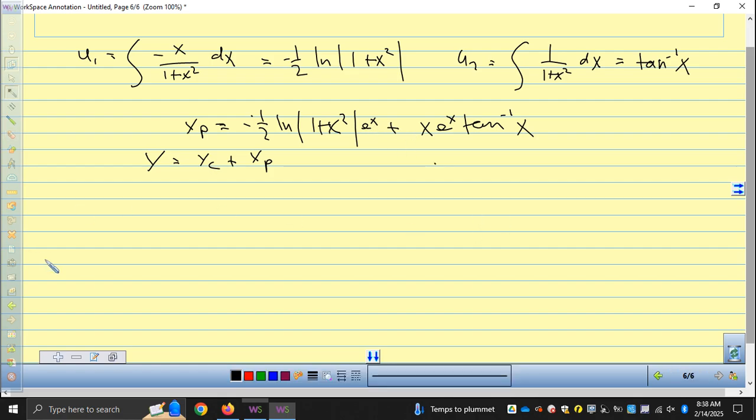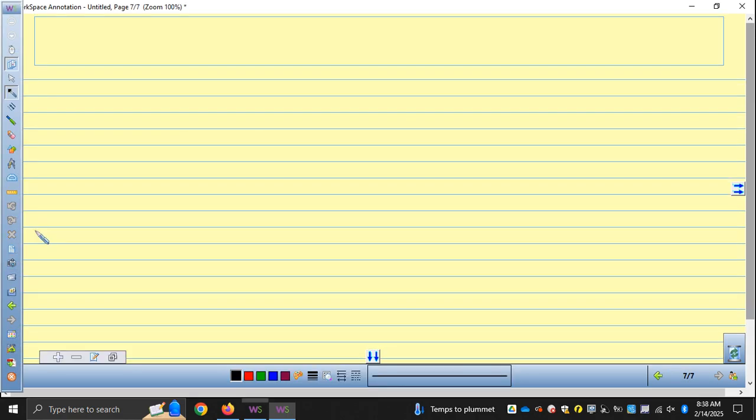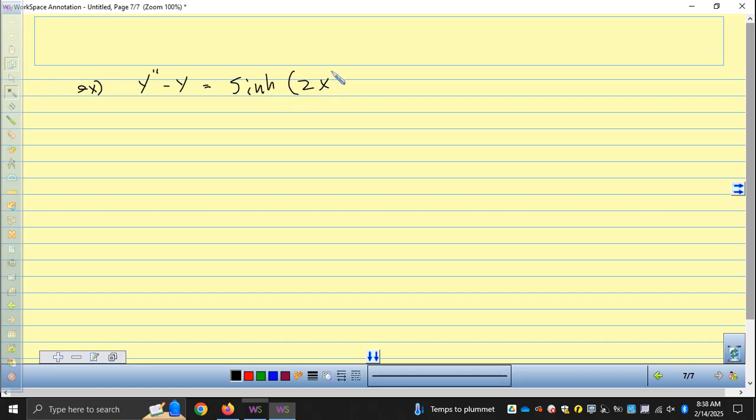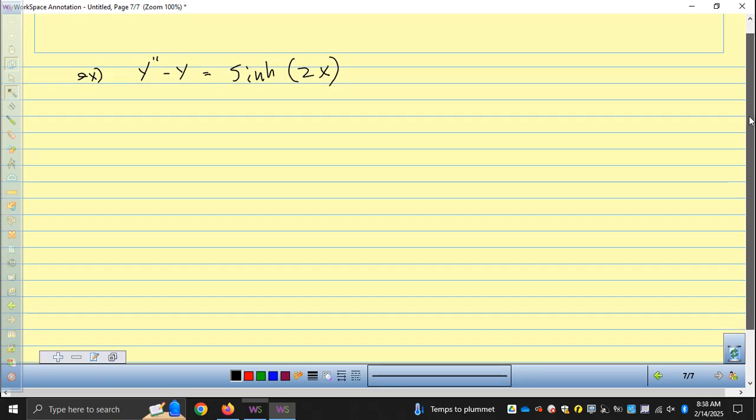All right, let's look at one more. This one is fun, I think. Yes, but the simplification is more fun. Y double prime minus y equals sinh 2x. So our homogeneous auxiliary equation is m squared minus 1 equals 0. So m equals plus or minus 1.